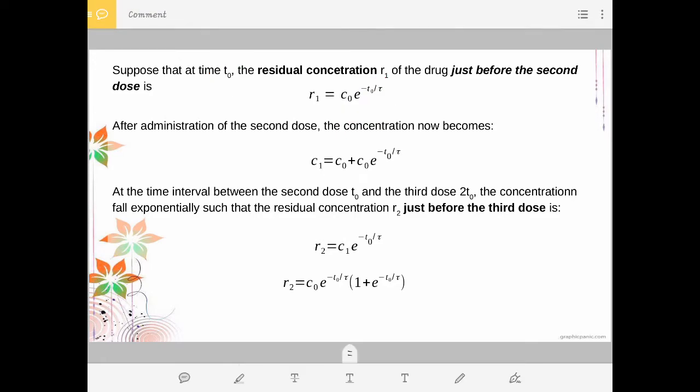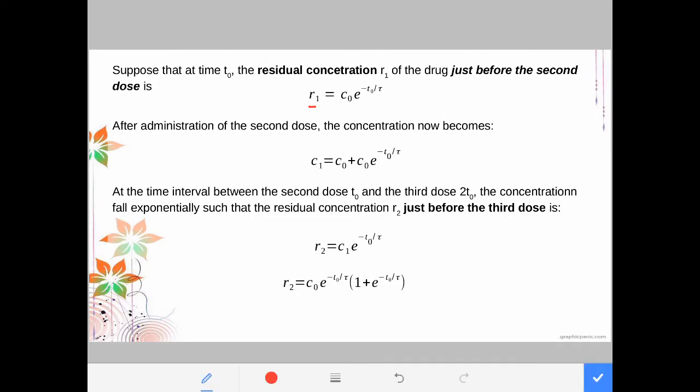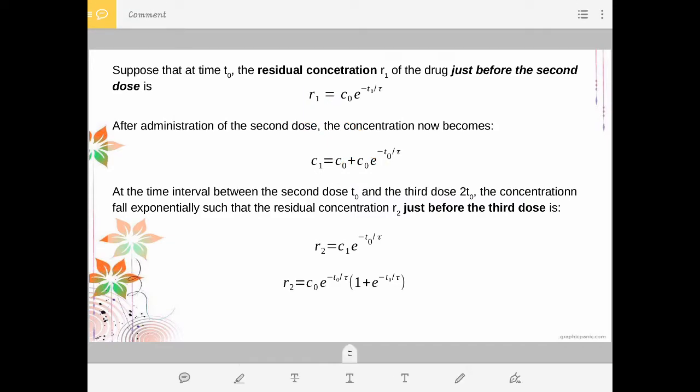So when we now administer the drug, after this residual, the concentration of the drug in the system is just the algebraic sum of the dosage you applied, C0, and the residual concentration R1. So this is R1, the residual concentration, plus the dosage you apply. That's now the concentration of your drug in the system after the second dose.